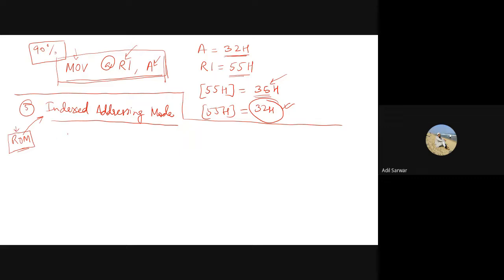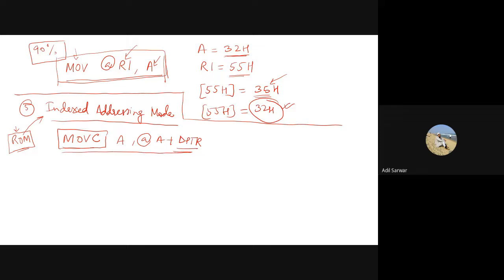I will take one example and it will be more clear. So this indexed addressing mode basically pertains to such type of data. Let me take one example. MOVC. Now see what I'm using. This is a different instruction. MOVC is used for ROM, to access or copy data from the program ROM of 8051. So MOVC A, @A+DPTR.